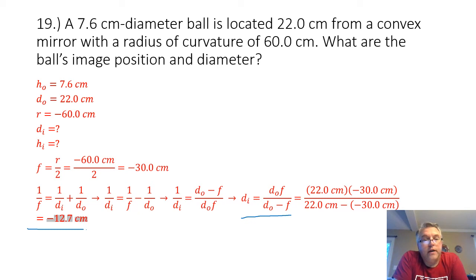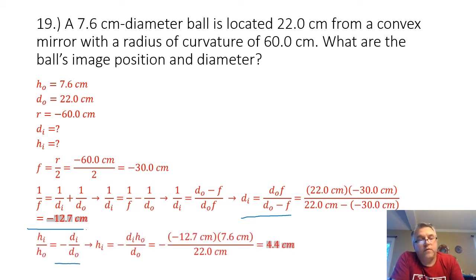Now to find the image height, I know that I'm going to use this form of my magnification equation. Solving that for the image height will give me the image height equals the negative of the image distance times the object height divided by the object distance. Again, plugging all of my known variables into that equation will give me an image height of 4.4 centimeters.